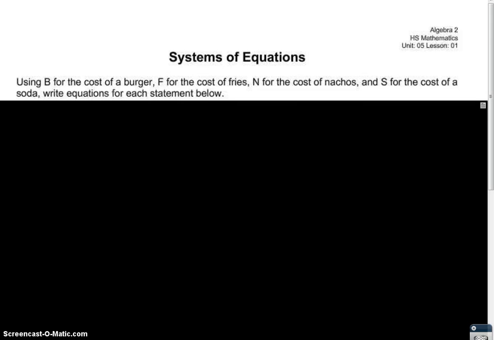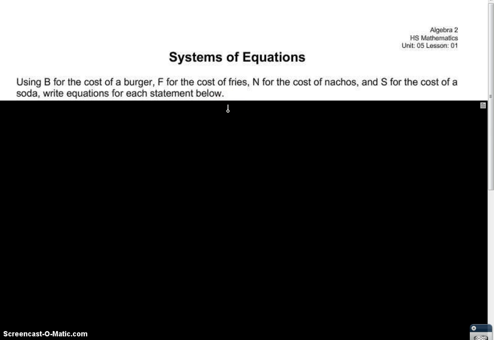Today we're going to talk about systems of equations. It says using B for the cost of burgers and F for the cost of fries, N for the cost of nachos, and S for the cost of soda, write equations for each statement below. We worked on this earlier when we did the word problems, but now I want to give you a little bit easier example just to make sure that you understand what we're talking about.